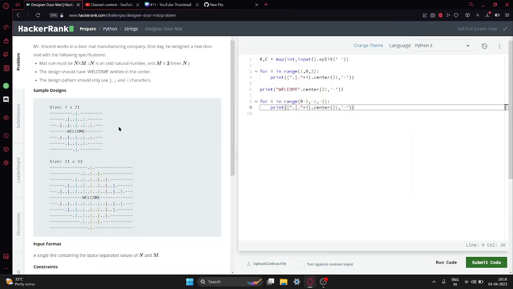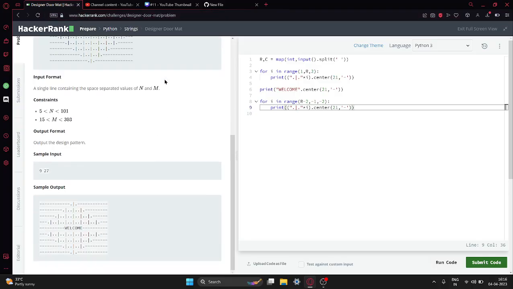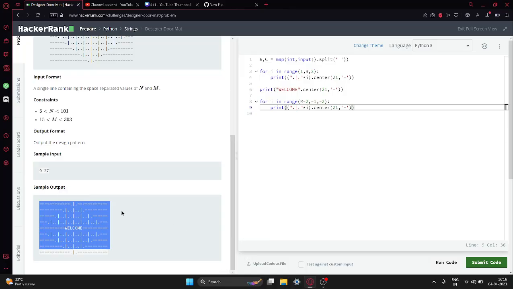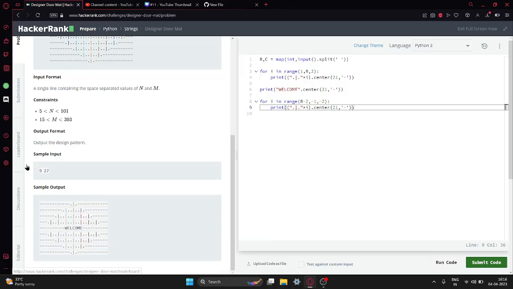So guys, this is a question. This is the designer doormat question. In this question, they have given us inputs 9 and 27, which are the number of rows and columns respectively. 9 is the rows and 27 is the columns. So we need to print this when it runs.